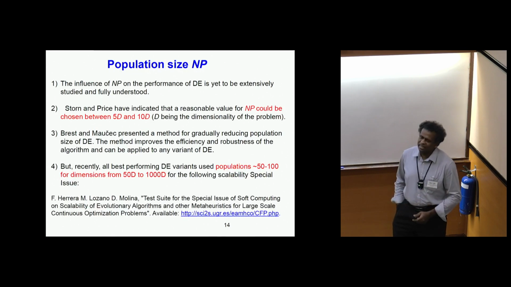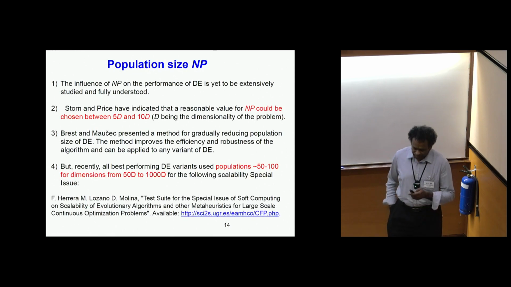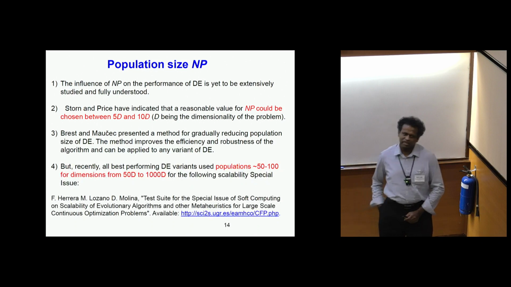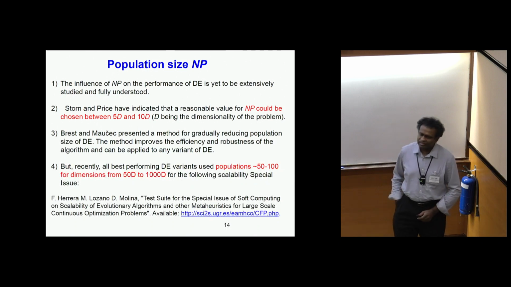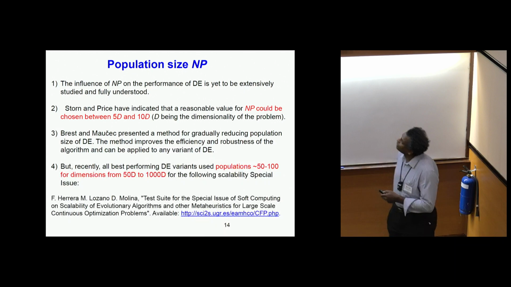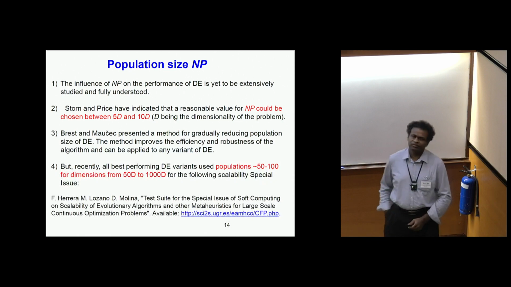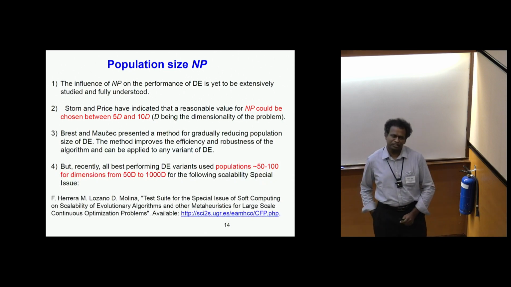The population size selection is not very easy. Adaptation is very difficult for the population size parameter. Initially, people were working with rules something like 5 times the dimensionality of the problem or 10 times the dimensionality of the problem. That was the rule used initially.